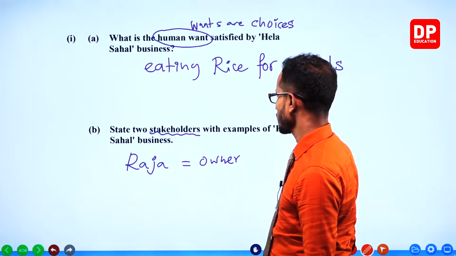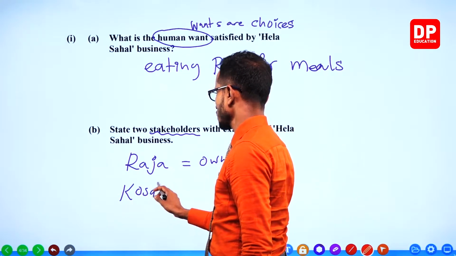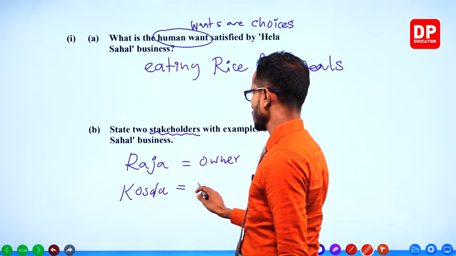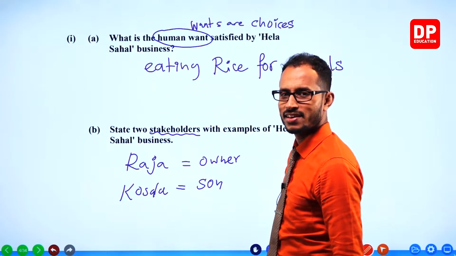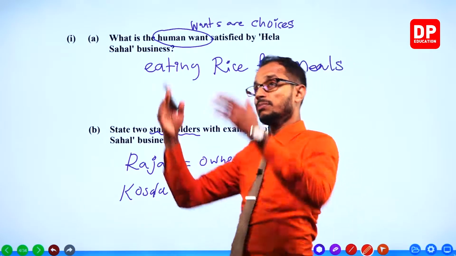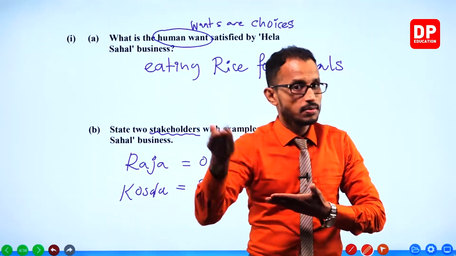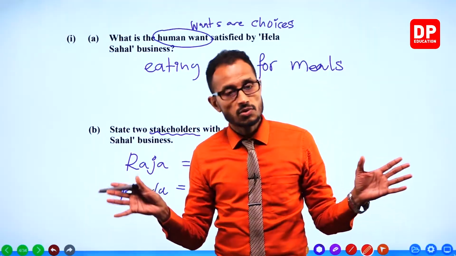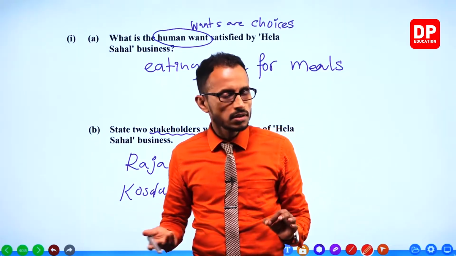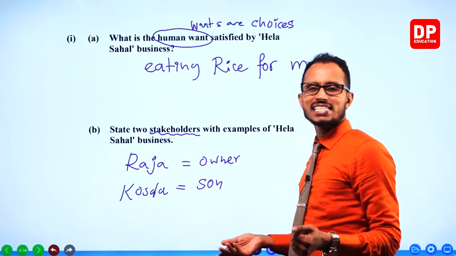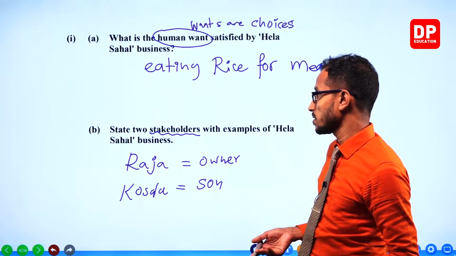Then Kosala is son. Okay, Raja is the owner of the business. He's the one who started the business and he's the boss, right? So he's the owner, sole trader. He is the main stakeholder of the business. Kosala is his son, no? So you write son.